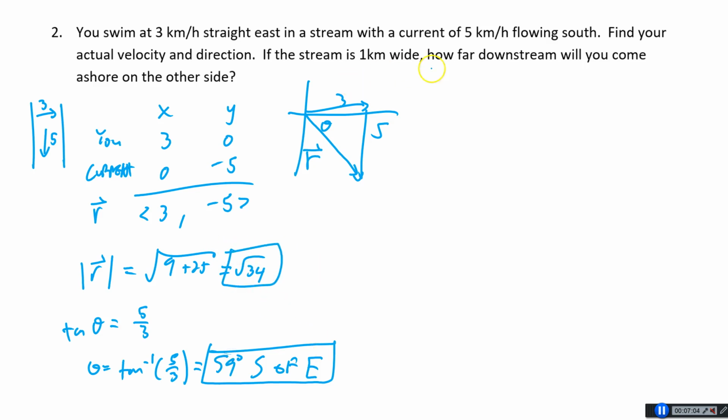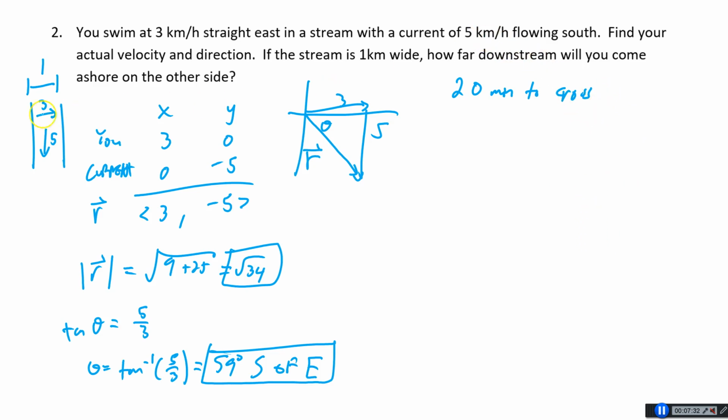Now they say, if the stream is 1 kilometer wide, how far downstream will you come ashore on the other side? So the question here is, how long does it take you to cross the stream? So if the stream is 1 kilometer wide, and you swim at 3 kilometers per hour, it should take 1/3 of an hour. You can think about this conceptually, right? It's going to take 20 minutes to cross the stream.